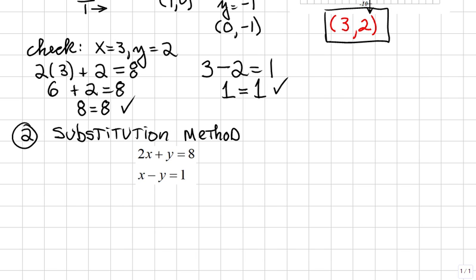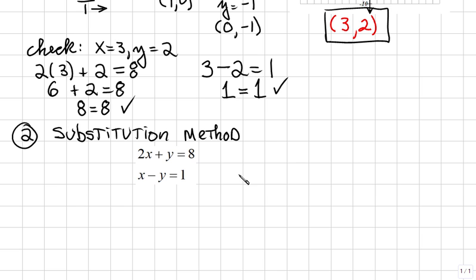To solve a system of equations using the substitution method, we'll solve one of the equations for one of the unknowns, coming up with an expression with the other unknown in it. Then we'll plug that into the other equation, which will create one equation with one unknown. We'll solve that equation for the unknown, and then plug it into our other equation to find the remaining unknown. So to begin this process, let's solve our second equation for x.